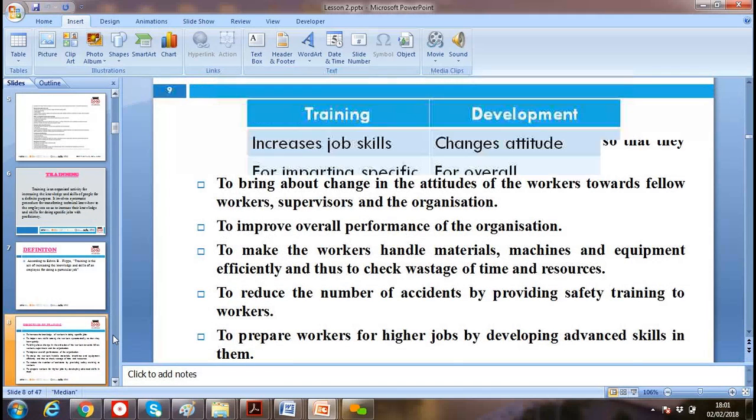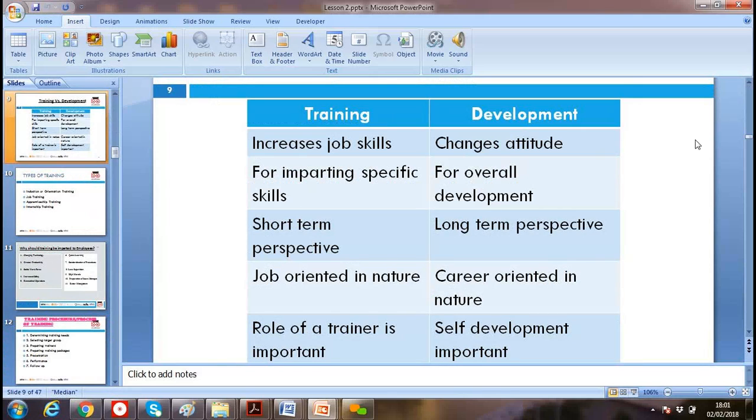Yeah. So next, training and development. Training increases the job skill, but development changes the attitudes. So training is for a specific skill, while development is overall development. It's not just for the specific role. We're developing as a good human being, a good thinker, a good researcher, and those skills will help the individual and, in the long run, be beneficial for the organization. Training is a short-term perspective, and development is a long-term perspective.